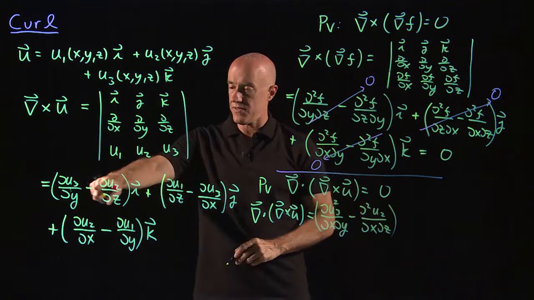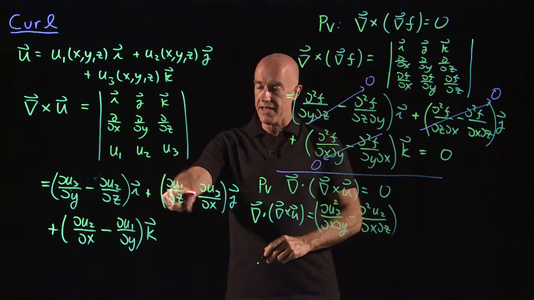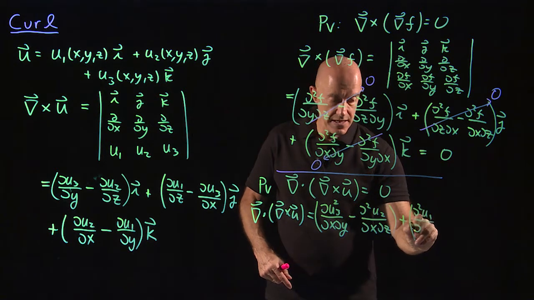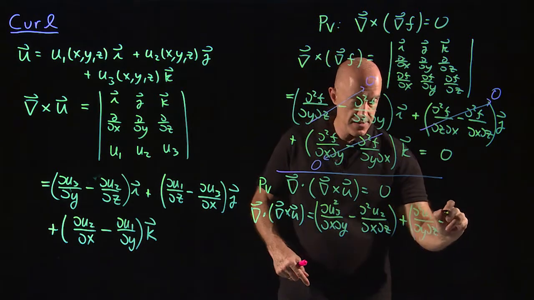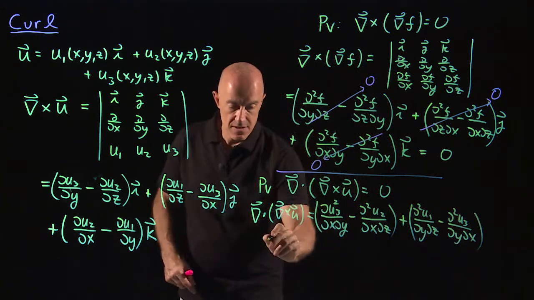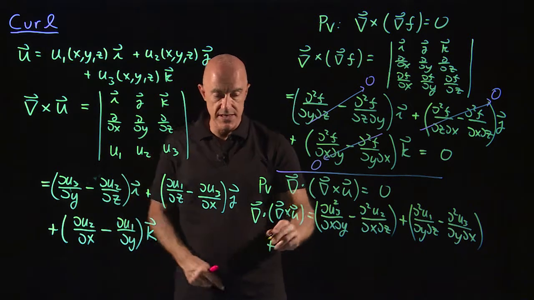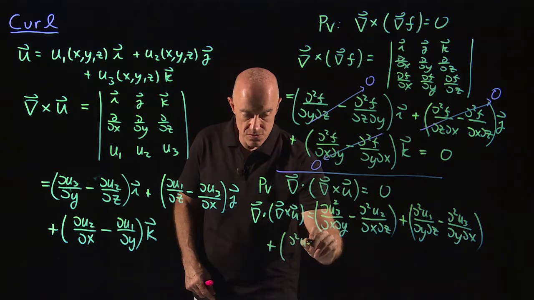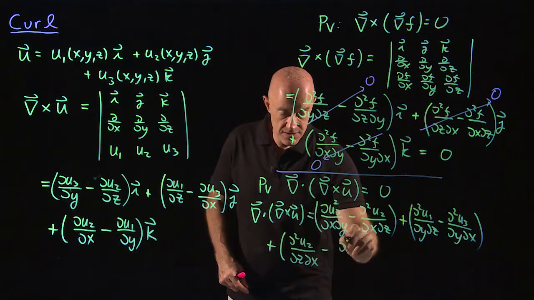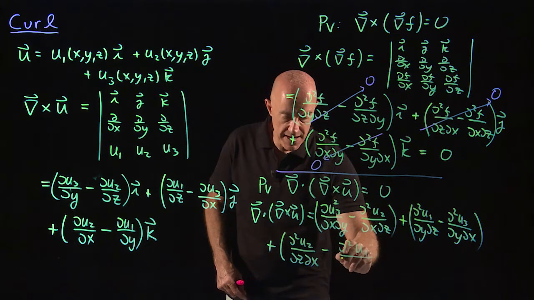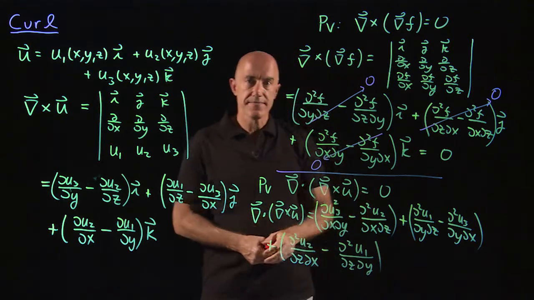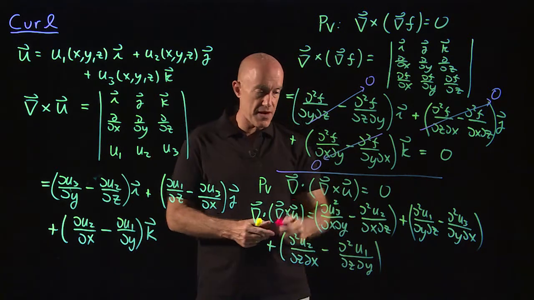Let me put a parenthesis on it, though we don't need it. Plus the derivative of the second with respect to y. So plus d squared u1 dy dz minus d squared u3 dy dx plus the derivative of the third with respect to z. So that would be d squared u2 with respect to z dx minus d squared u1 with respect to z dy. Okay? We have six terms here. Three of them have plus signs. Three of them have minus signs.